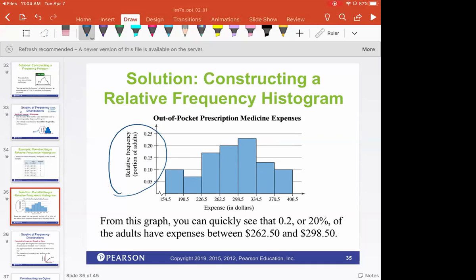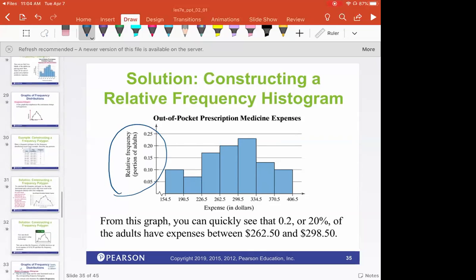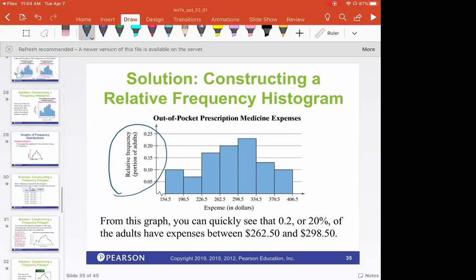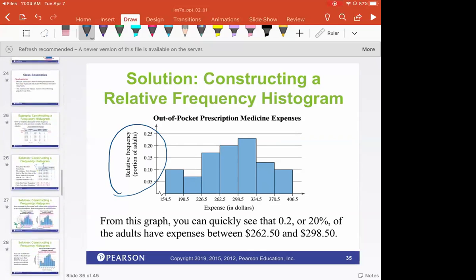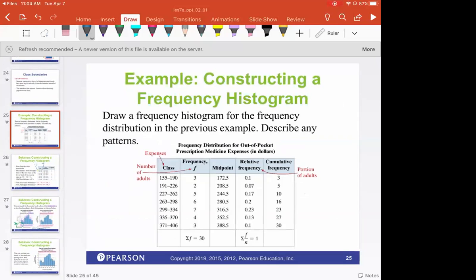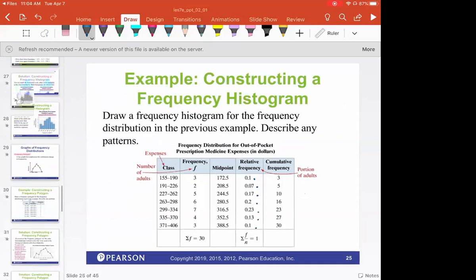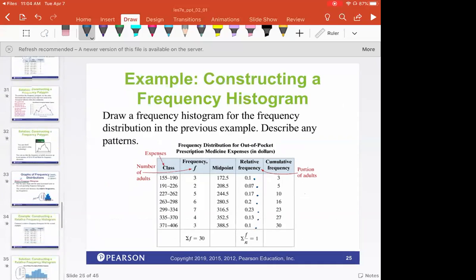So again, I think it didn't do it justice, so we're in slide 35. It didn't use the whole chart. So here we have our relative frequencies, these are decimals, right? So we have 0.1, 0.7, 0.17, 0.2, 0.3, 0.13, 0.1. That's what we're going to use in our slide to draw the relative frequency.